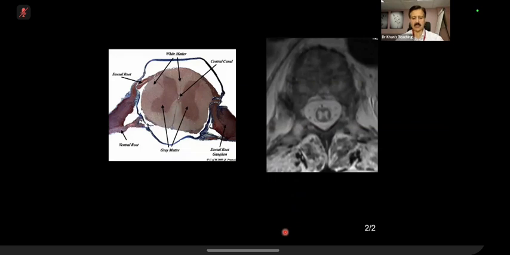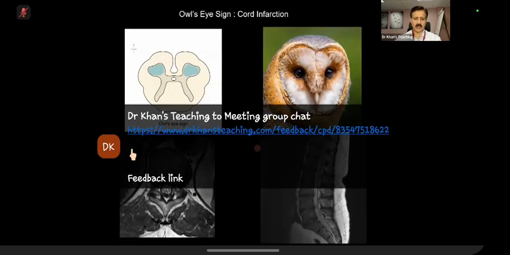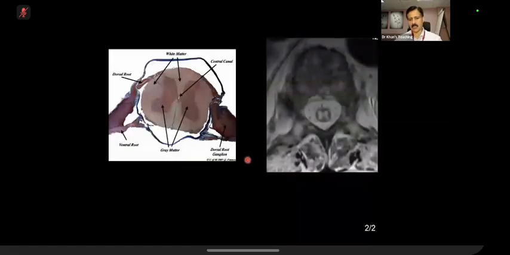And now, in literature, another sign which is given is the owl eyes sign in cord infarction, which is this and this. My case here is even better, which gives you the whole H.